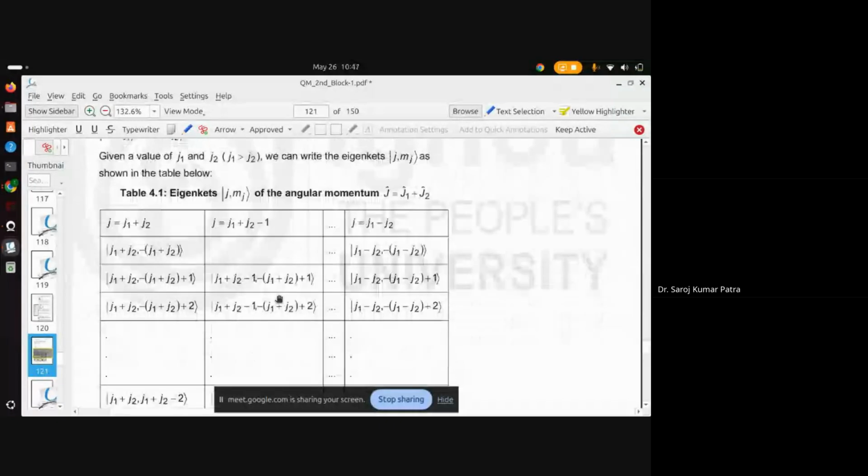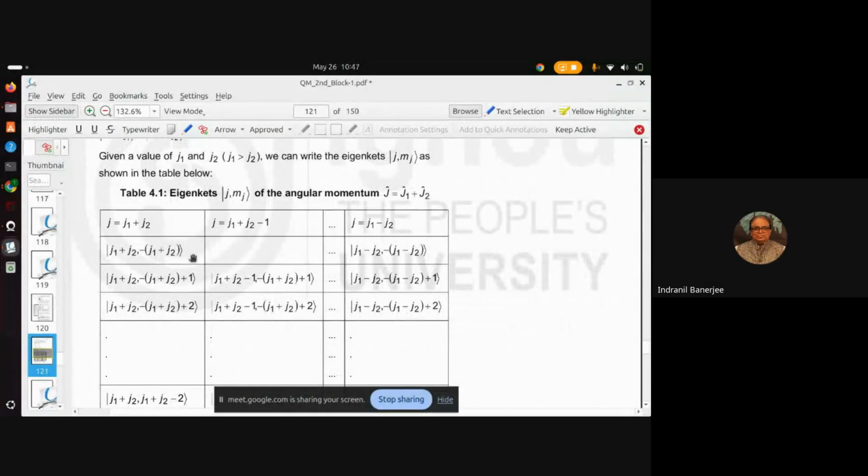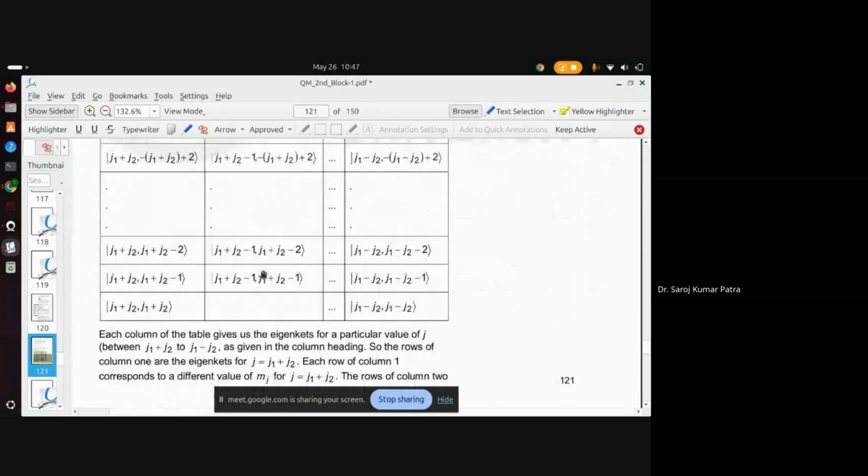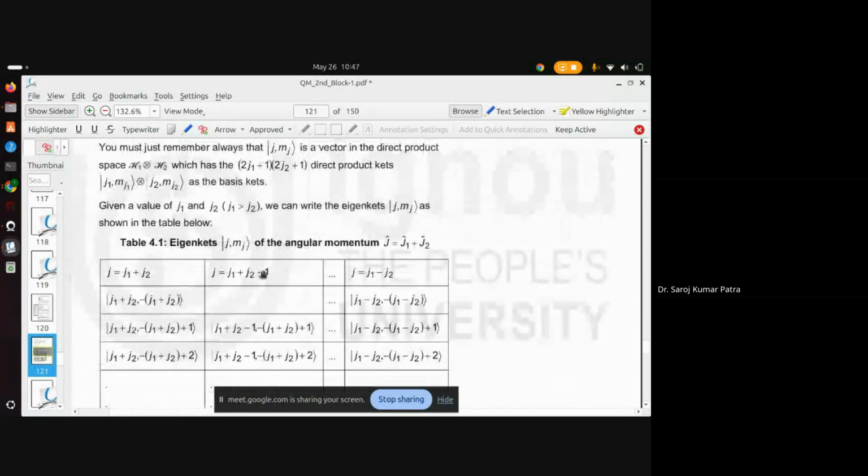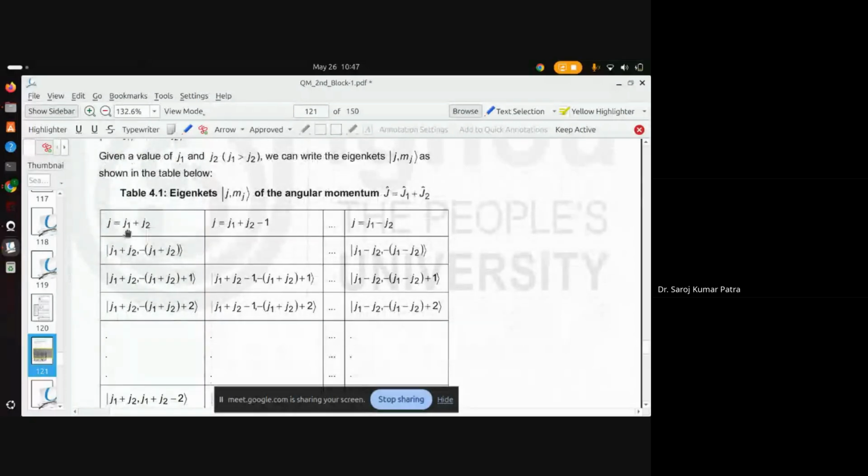Yeah, so you can see the eigenstates को हम कैसे, this will be like an infinite set of eigenstates. So J will be equal to J1 plus J2, J equal to J1 plus J2 minus 1, क्योंकि J जो M_J values हैं, that will vary from J1 plus J2 to minus of J1 plus J2, right, or the difference जो भी होगा, so it will be J1 minus J2 in that sense.